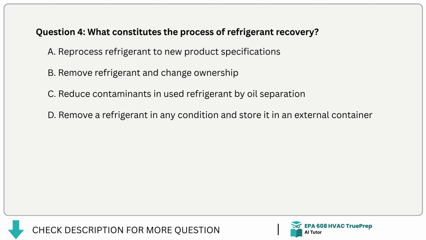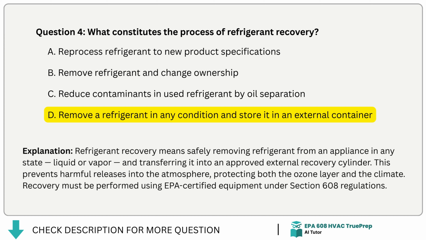The correct answer is D. Remove a refrigerant in any condition and store it in an external container. Refrigerant recovery means safely removing refrigerant from an appliance in any state, liquid or vapor, and transferring it into an approved external recovery cylinder. This prevents harmful releases into the atmosphere, protecting both the ozone layer and the climate. Recovery must be performed using EPA-certified equipment under Section 608 regulations.